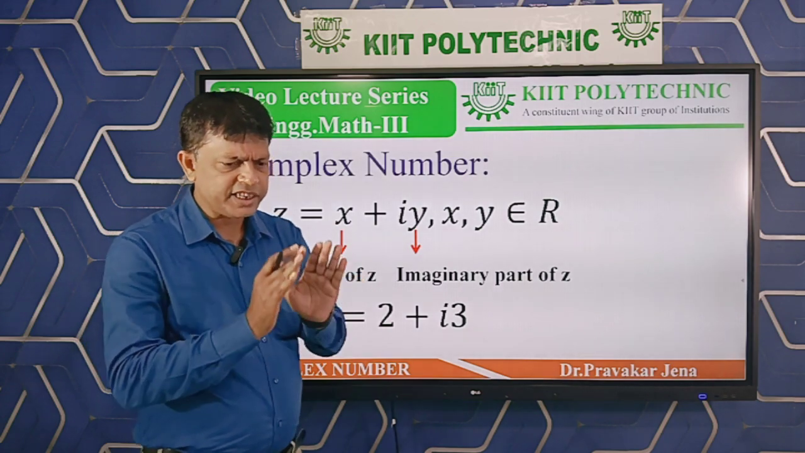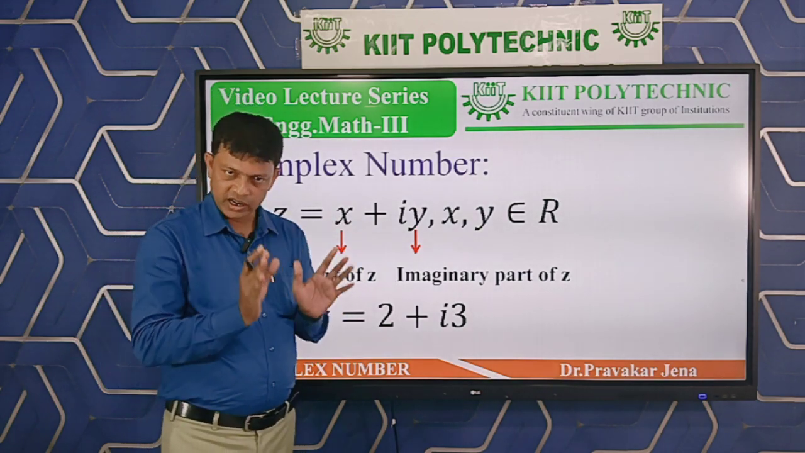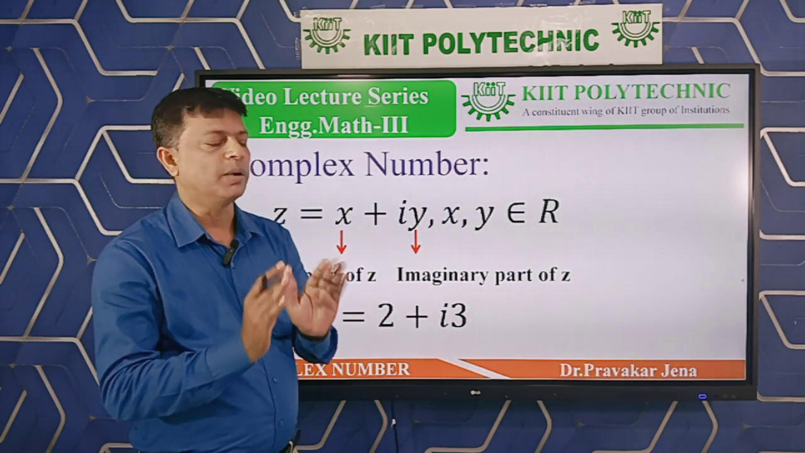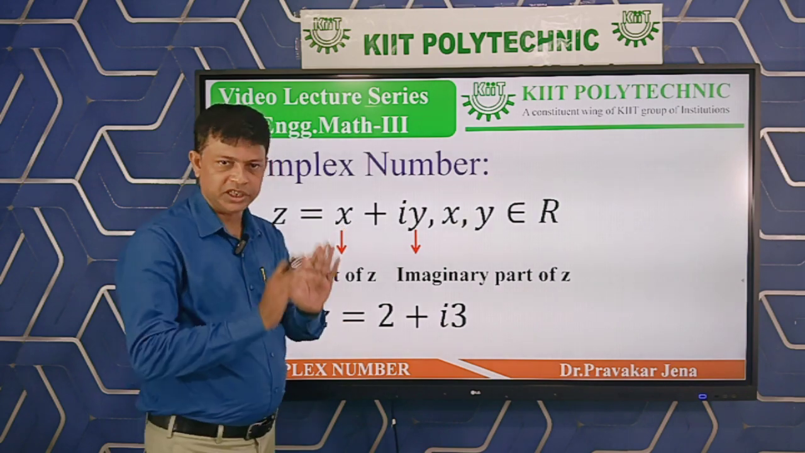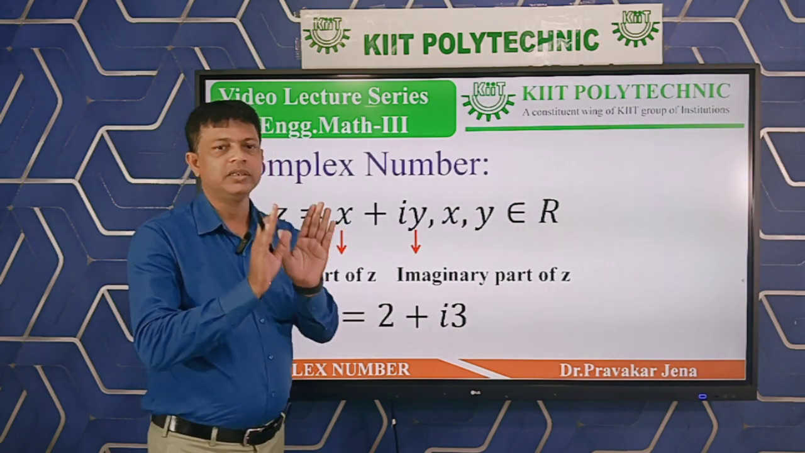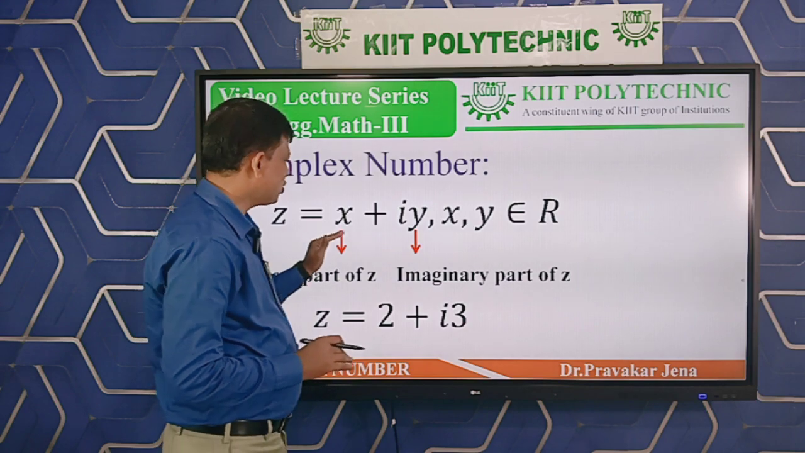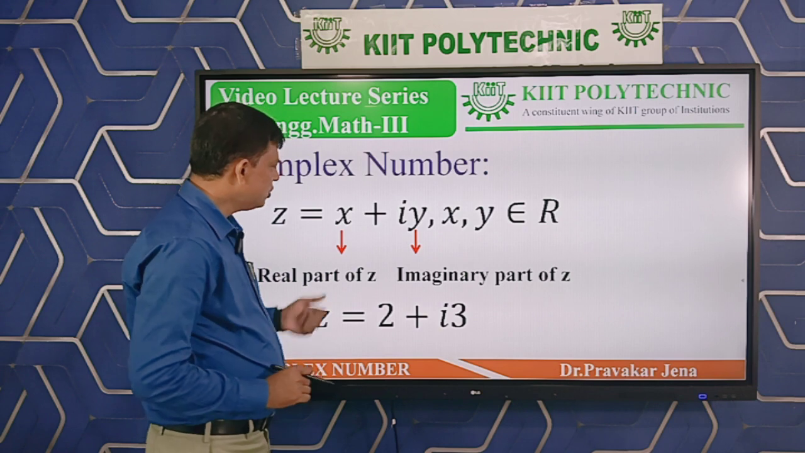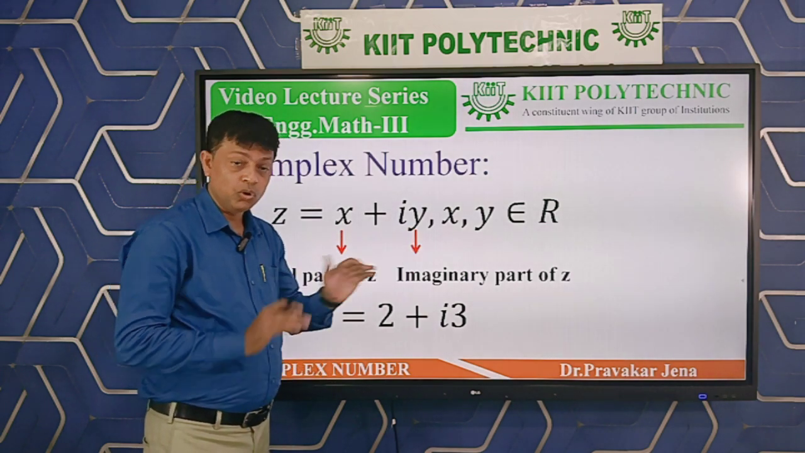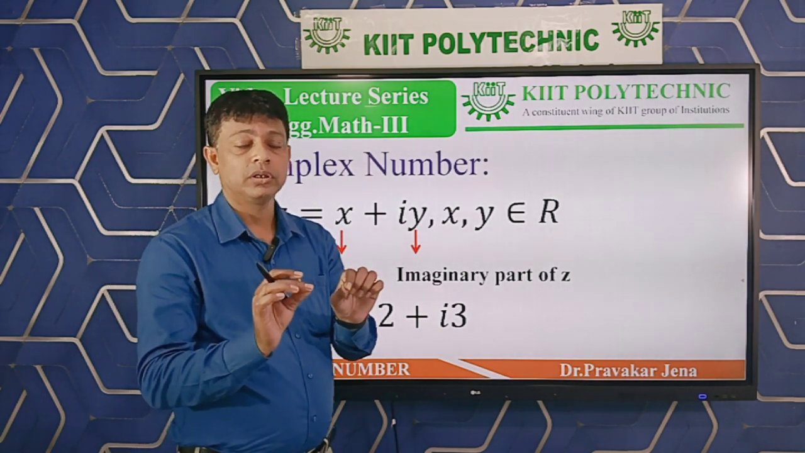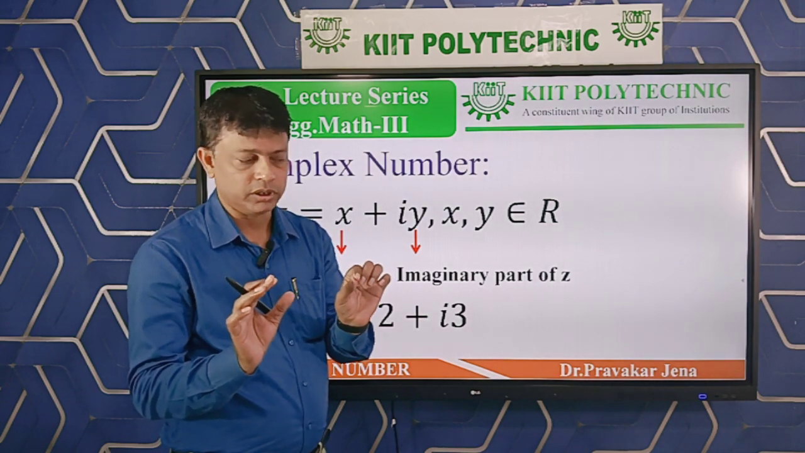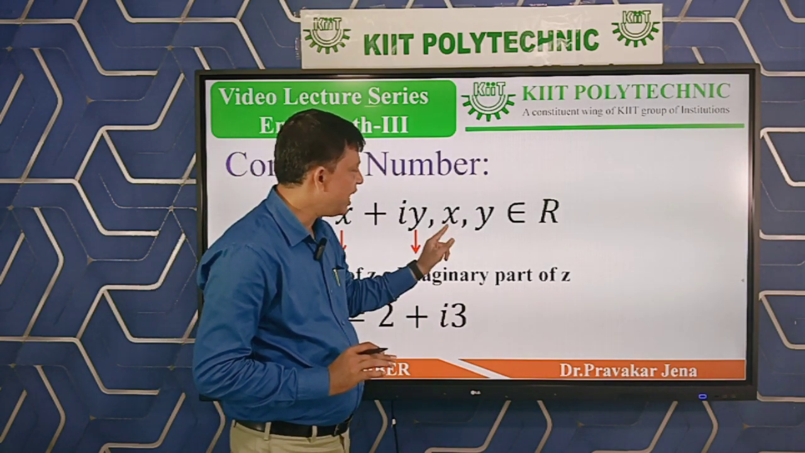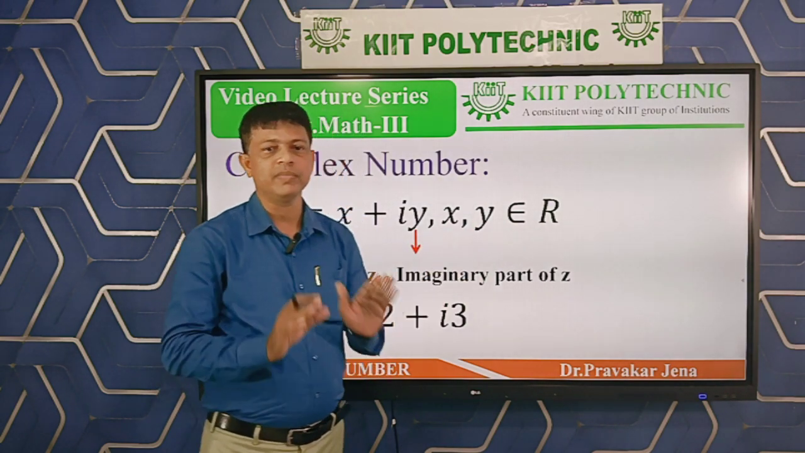Here it is a combination of a real number and an imaginary number. That means x is a real number, iy is an imaginary number. It is a combination of two things, real and imaginary. But x and y both are real numbers, not imaginary or other things. So here I have written x, y belongs to R. R means the set of real numbers.